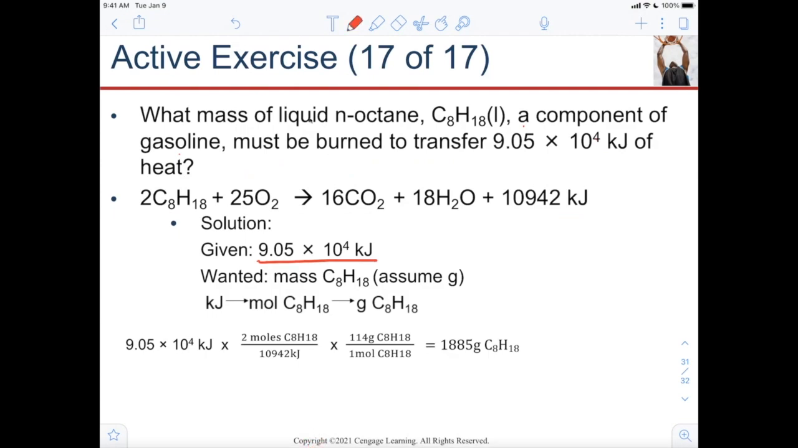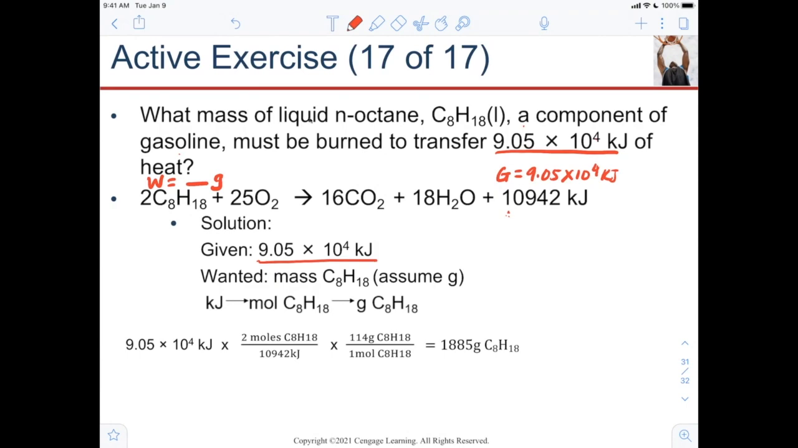Okay. In this case, since we have this number here, this is not really a formula. This is our given. So I'm going to write here, given is equal to 9.05 times 10 to the power 4 kilojoules. Remember, as long as it's part of the balanced equation, any of the formulas, or in this case, the number, can be a given. And what's our wanted? This. And what do they want? Mass. Okay, so this is our given.